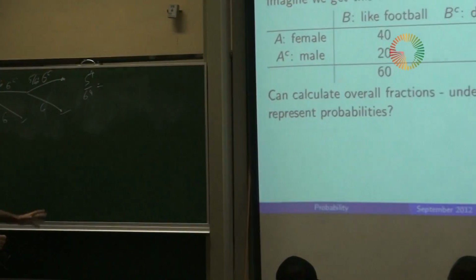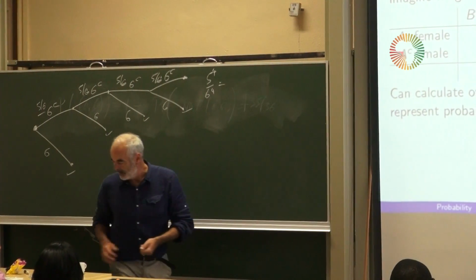We've got an overall probability. We can divide by 100.